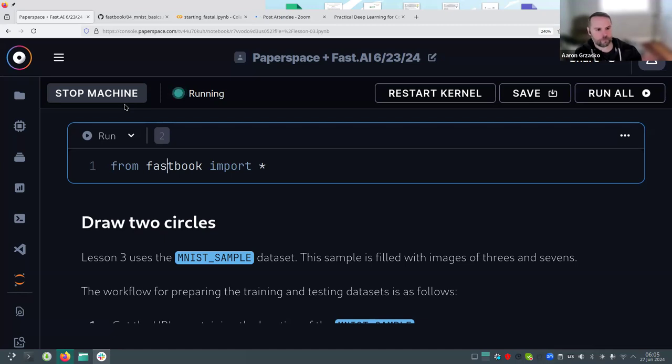Just FYI, for Paperspace, you're given an hour to do your work. I didn't tinker further because it was enough for me. And it will give you a reminder that an hour is about to be over. For Google Colab, you're basically unaware, and then your resources are gone in a moment. So that's it. That's the Paperspace or Google Colab side of things.